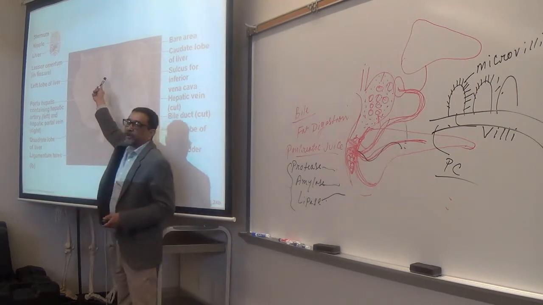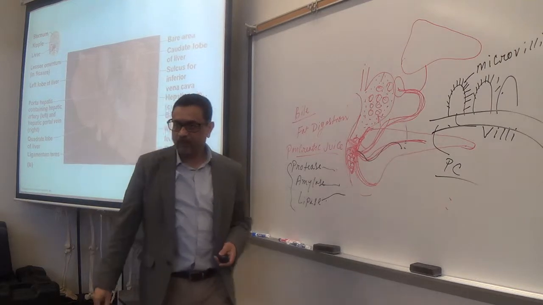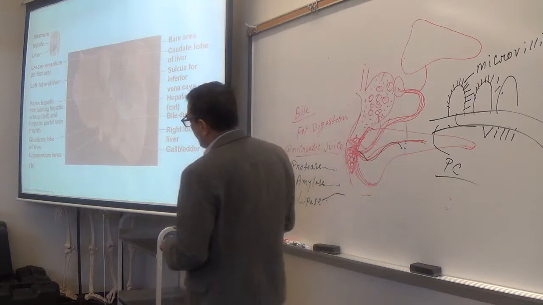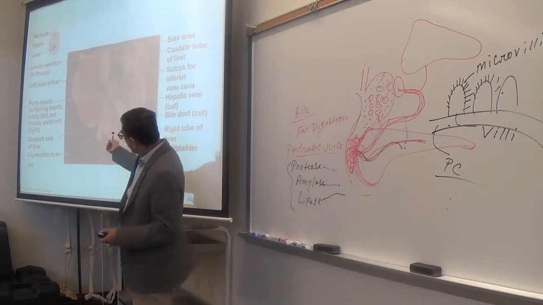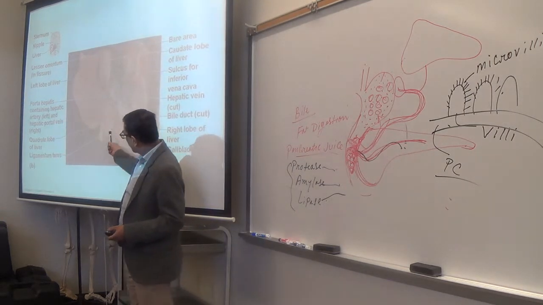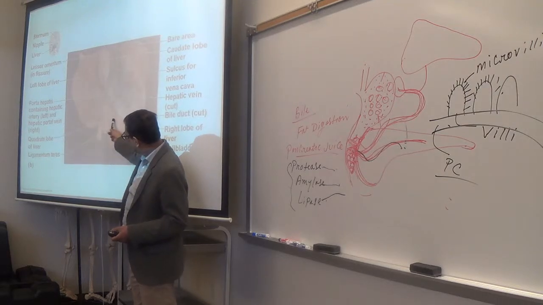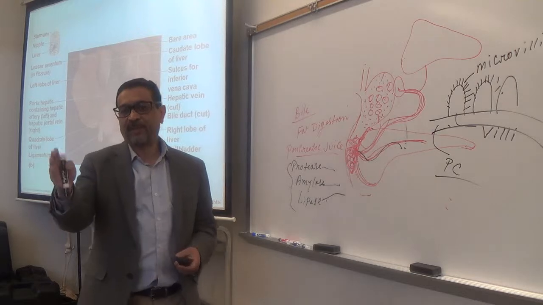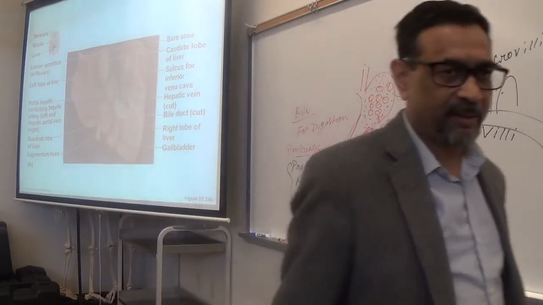Lobe is called caudate lobe. Another way to know which one is quadrate and which one is caudate: the quadrate lobe is just next to the gallbladder. So this is the gallbladder, and quadrate is just next to the gallbladder. Okay, make sense?